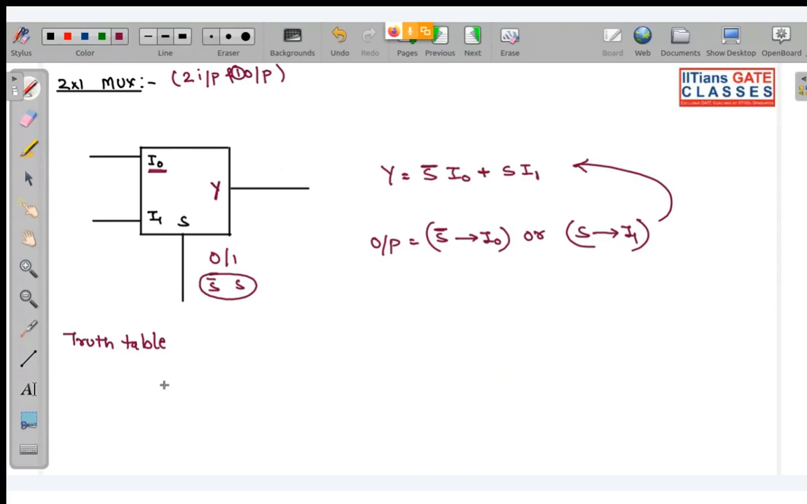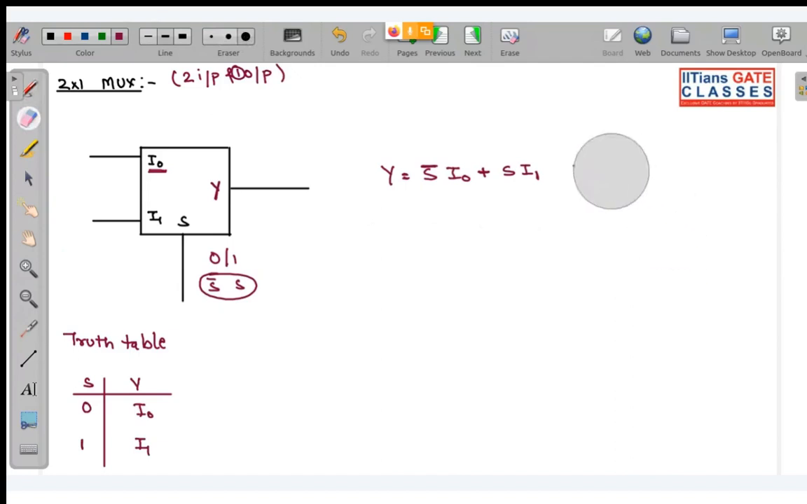So look, truth table will be what? So S and Y. See, when S is 0, output will be I naught. When S is 1, output will be I1. So you can write it like this. Now if you want to implement it using your logic gates, how will you do?